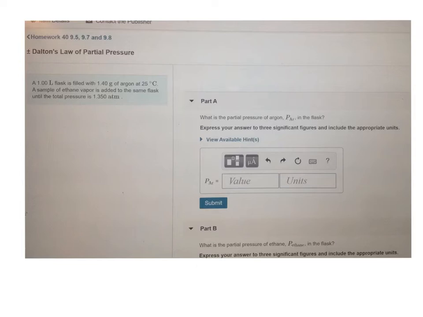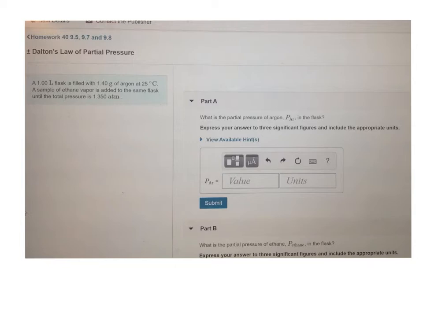Dalton's Law of Partial Pressure. A 1-liter flask is filled with 1.40 grams of argon at 25 degrees Celsius. A sample of ethane vapor is added to the same flask until the total pressure is 1.350 atm. What is the partial pressure of argon? What is the partial pressure of ethane?